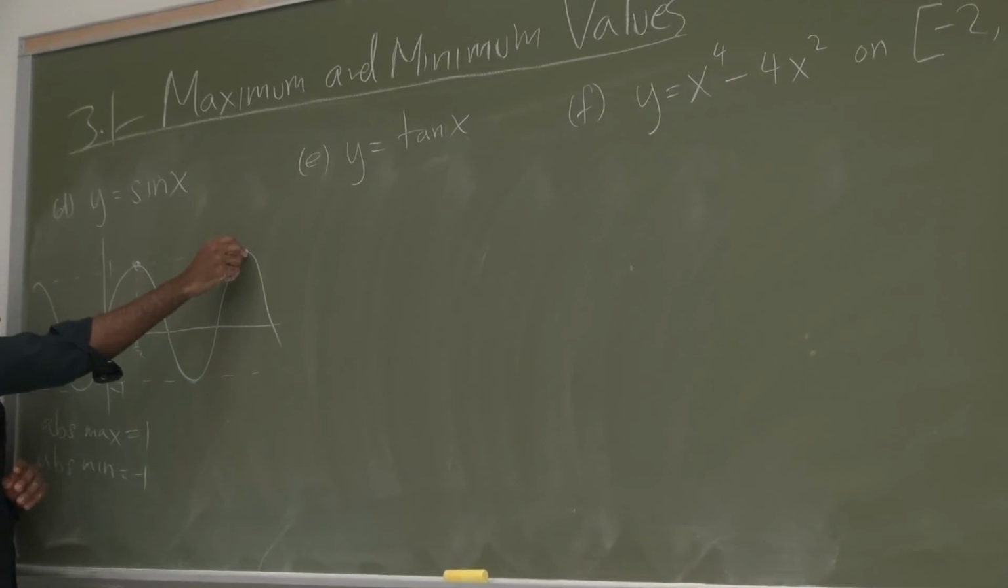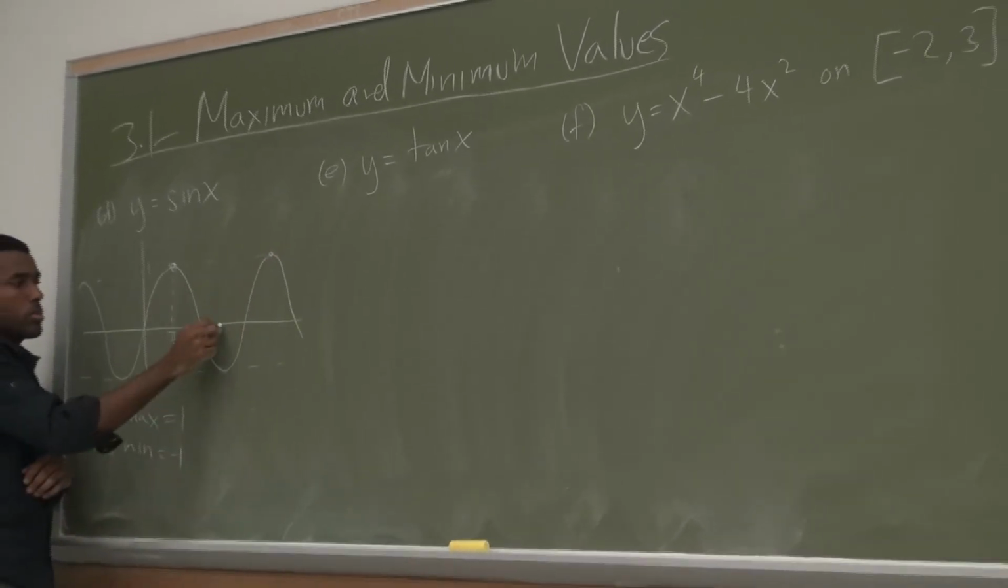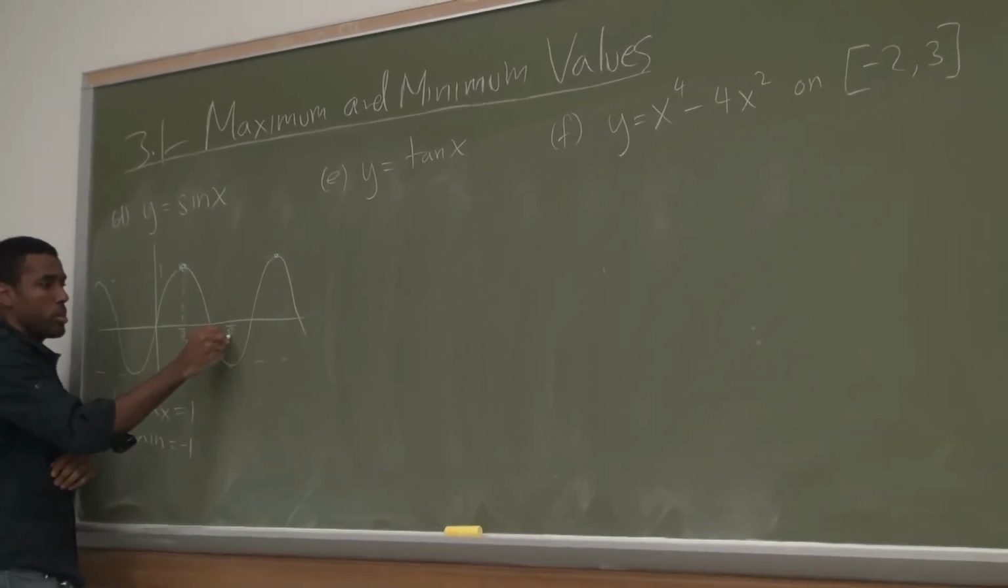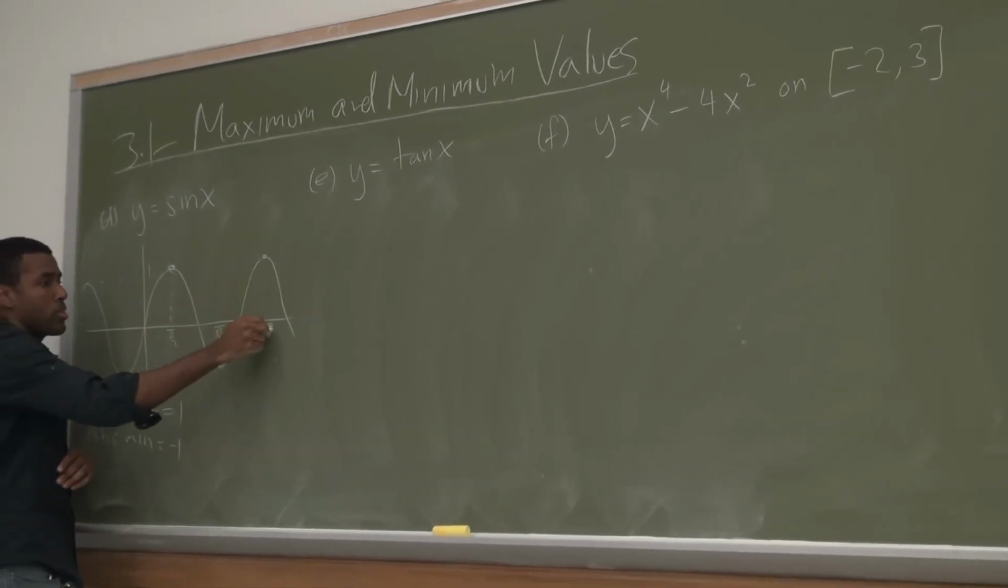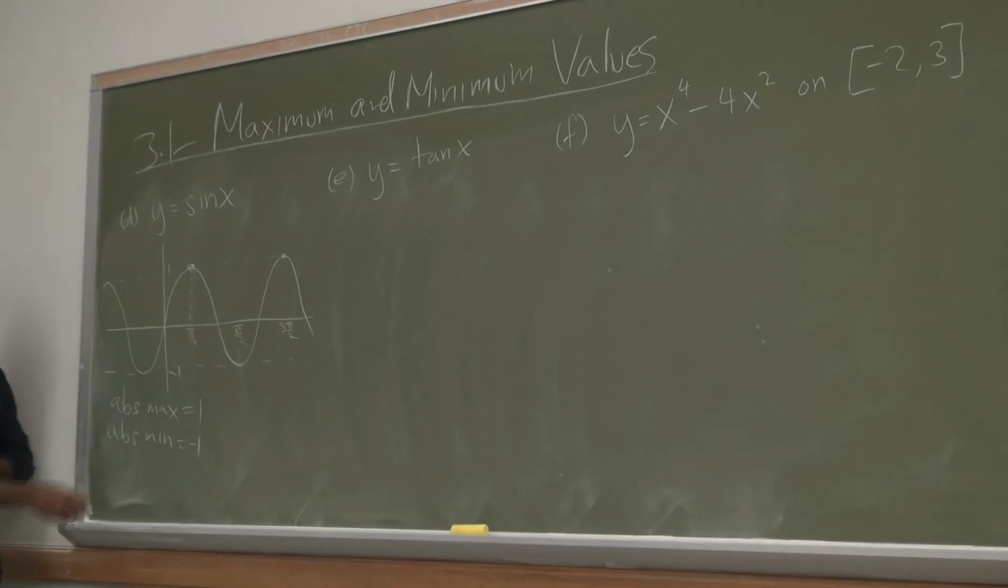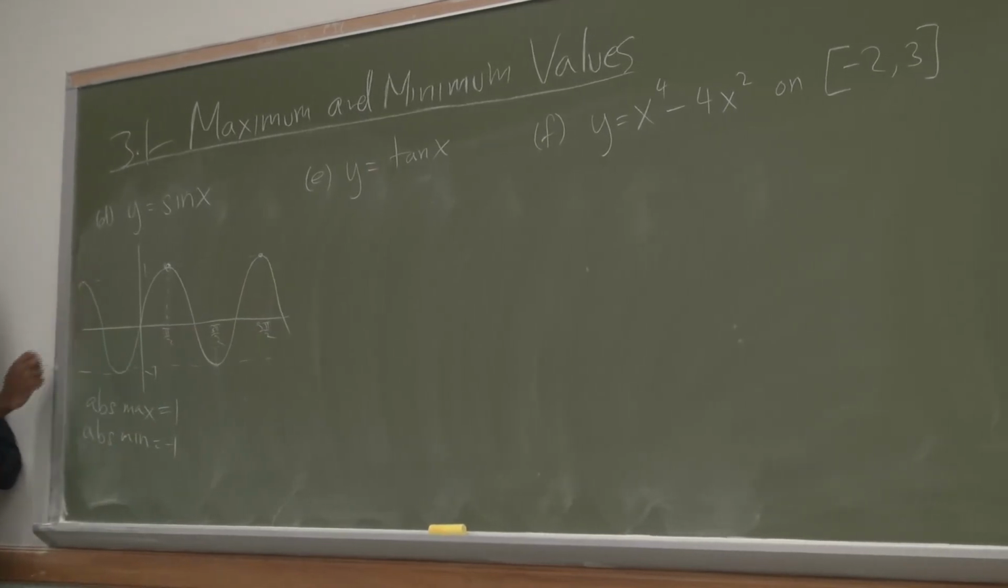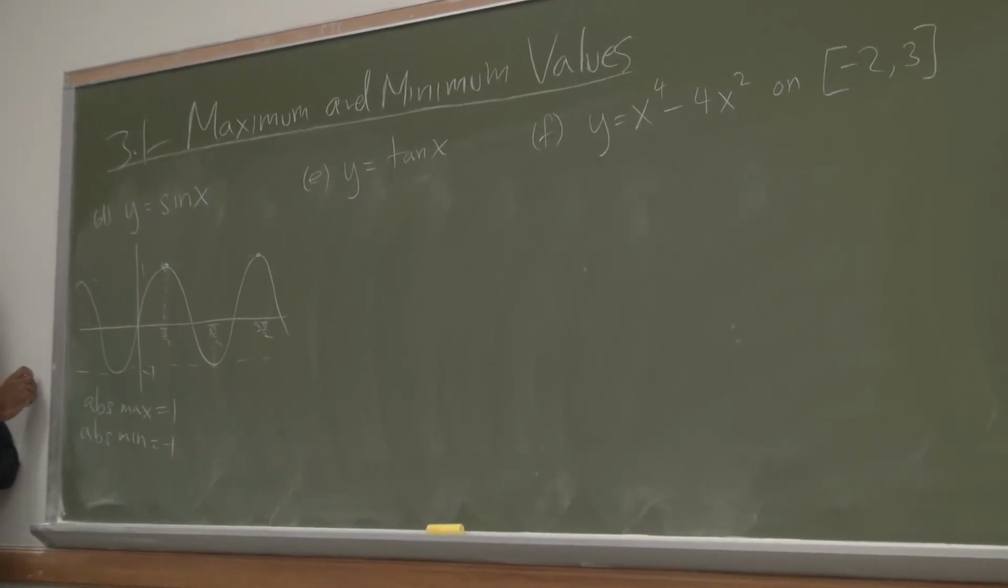3 pi over 2 is here, remember? This is 5 pi over 2. This would be minus pi over 2, and this would be minus 3 pi over 2.